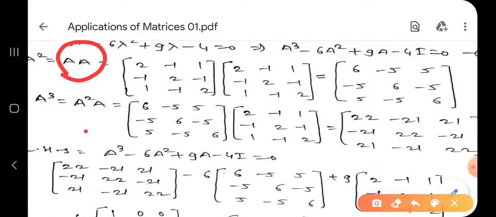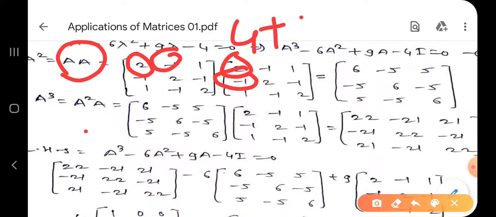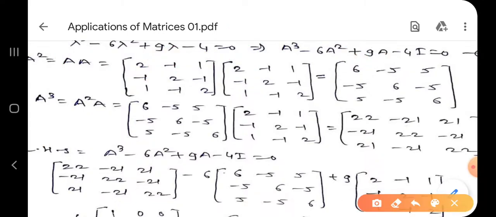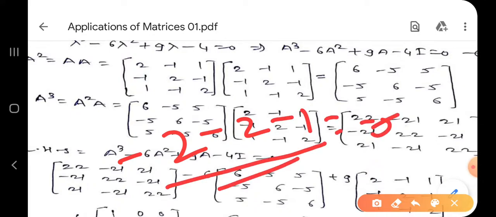So here 2 into 2 it becomes 4. Then minus 1 into minus 1, it is plus 1. Then 1 into 1, I get plus 1. So it is 6. Understood? So first number is 6. Correct? Do it similarly. The next one, first row, second column. What I get? Minus 2, minus 2, minus 1. So here I get minus 5.